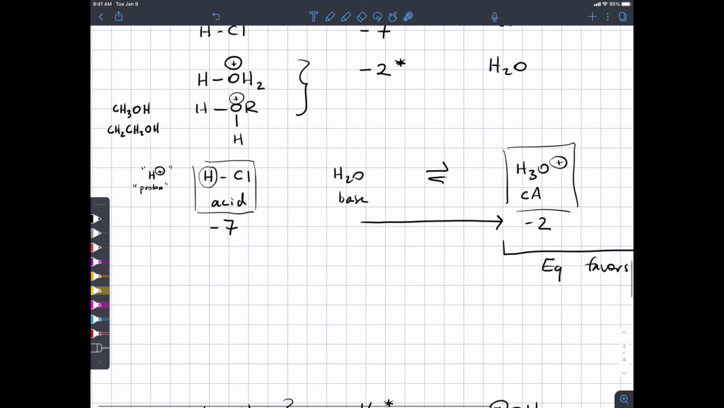And therefore, when an acid loses its proton, it gets deprotonated by a base.